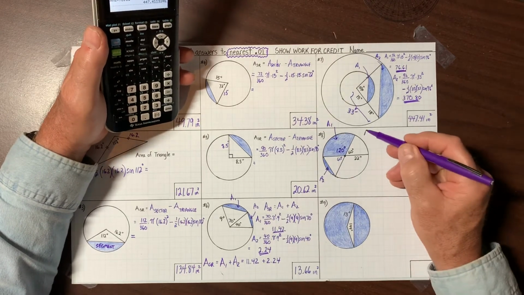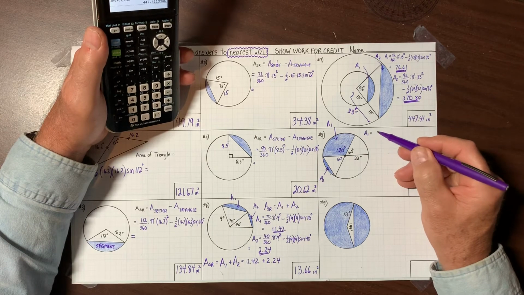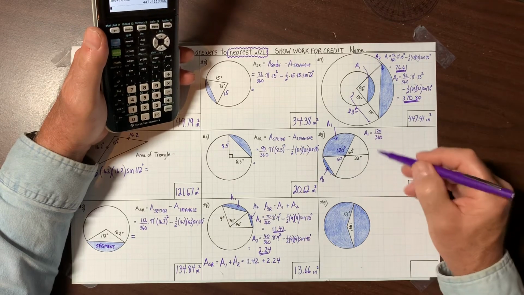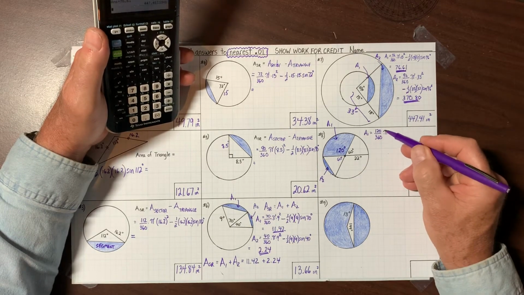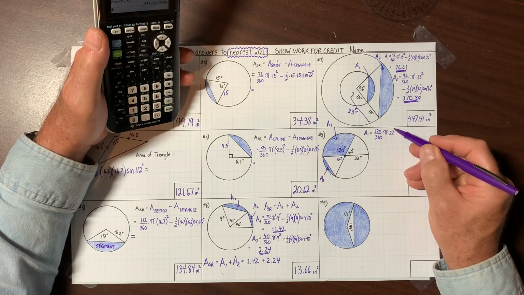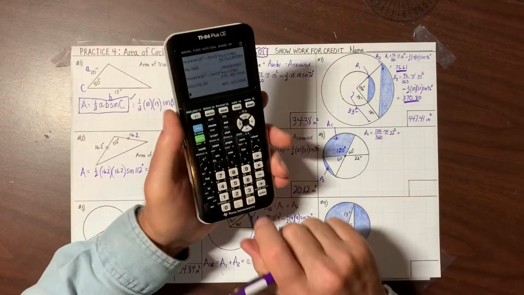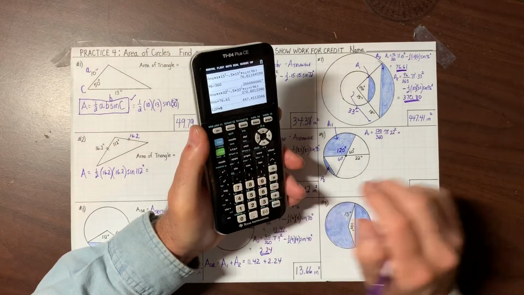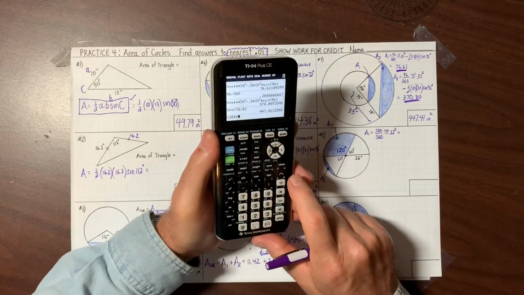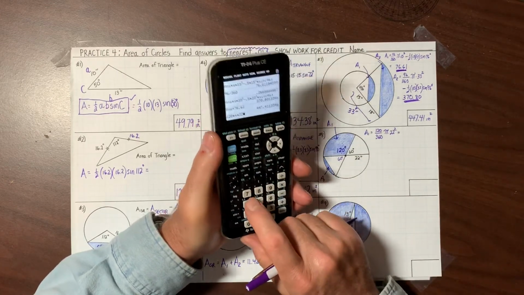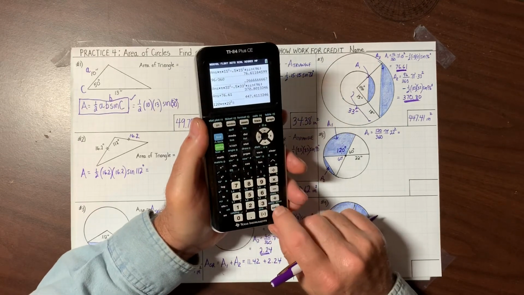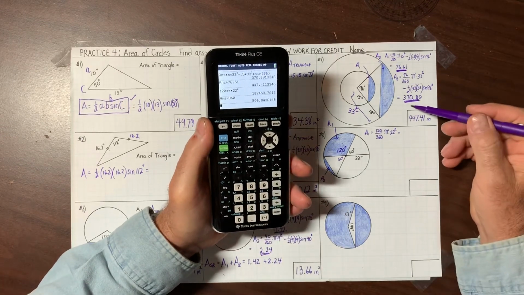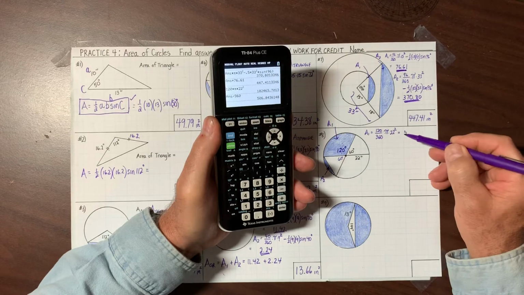Let's find A sub 1. A sub 1 is a sector, so it's going to be 120 divided by 360 times the area of the whole circle, which would be times pi times the radius of 22 squared. So I'm going to go to my calculator, and I'm doing 120 times pi times 22 squared, and I'm dividing all that by 360, and I'm coming up with 506.84.